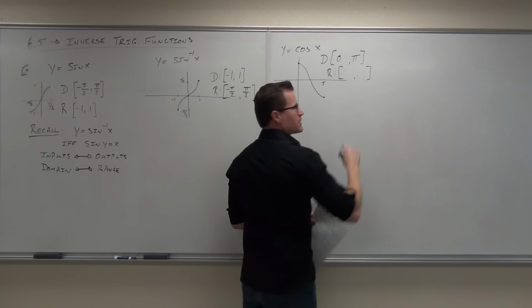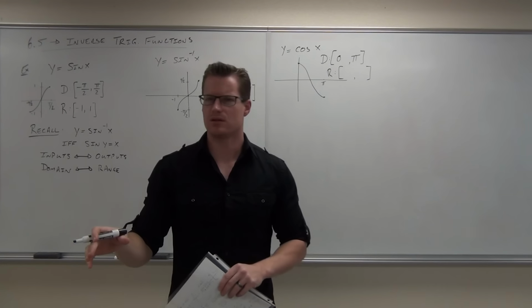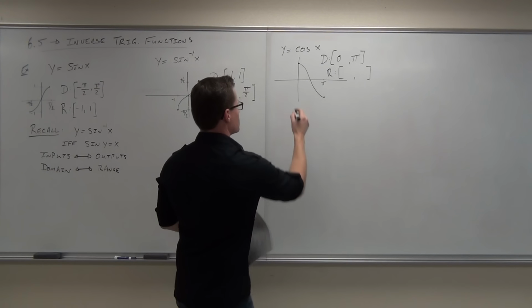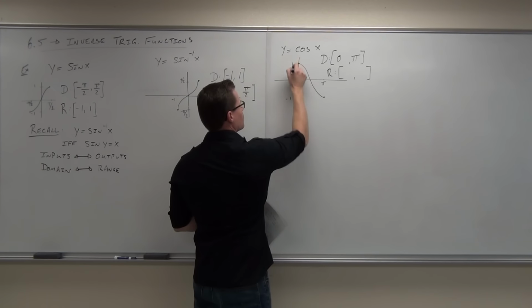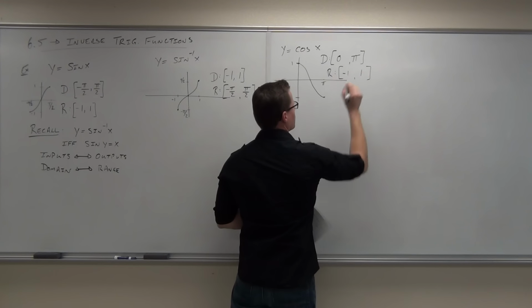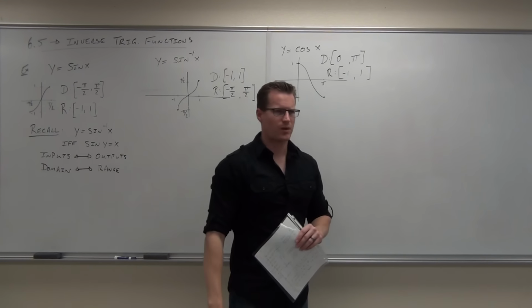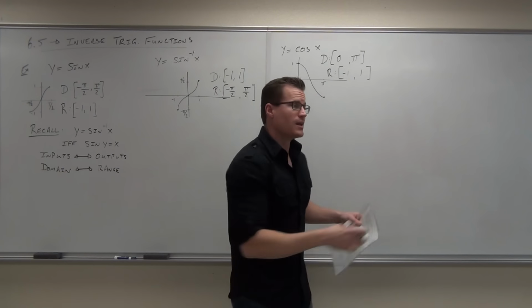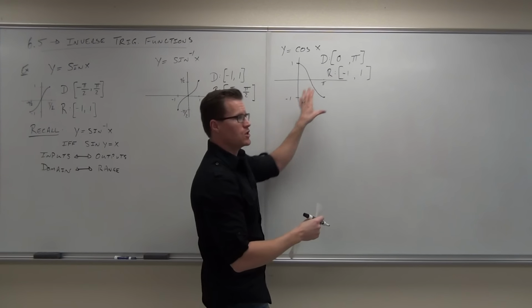And the range of this little one-to-one section is... Good. This is still -1. This is still 1. So -1 to 1. Quick head nod if you're okay with that one so far. That's just your regular cosine. Now let's make it inverse. Because it's one-to-one, we know that we can do this.